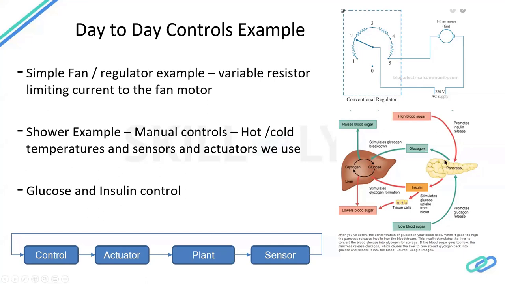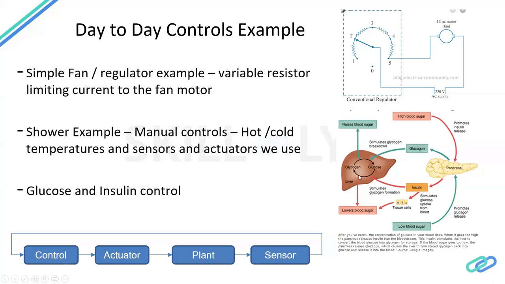So what you see on the right-hand side is the picture of the liver and pancreas. What happens when you eat your food is you get a lot of glucose in. And what the pancreas does is stimulate insulin production and ask the liver, if you have more glucose, to convert that glucose to glycogen.